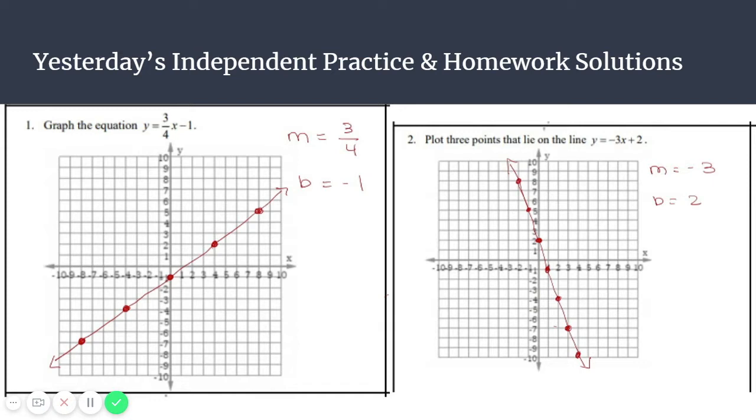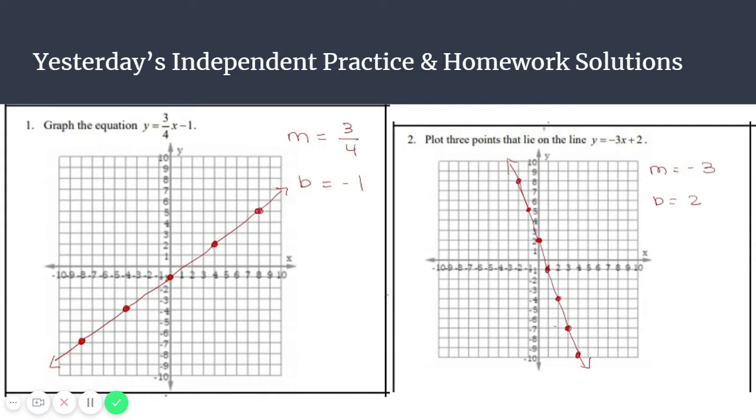Going over yesterday's independent practice and homework solutions, this is the actual pictorial representation of the homework set. For number 1, the first thing you needed to do was plot your y-intercept, which we see from the equation is -1. So you'd plot a point at -1, and then using your slope of 3/4, you will perform rise over run to plot at least 2 additional points. We have 5 total points, which means we have plotted 4 additional points.